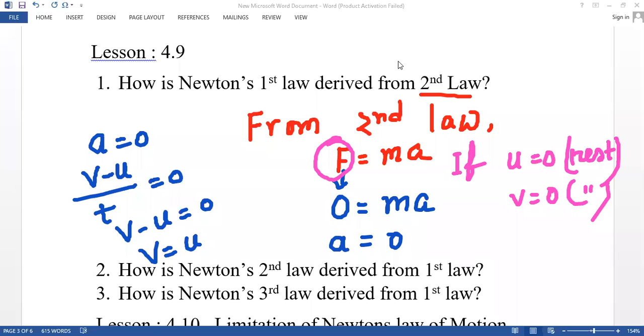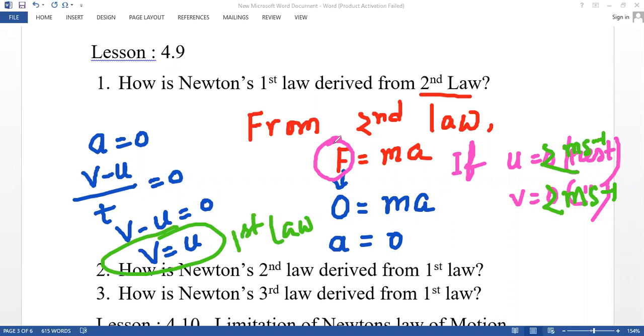And if u is 2 meter per second, for example, then v will also be 2 meter per second, because v equal to u. That's why, since u equal to 2 meter per second, v will also be 2 meter per second. So that means a body in motion wants to be in motion forever. So that is the first law. First law is derived from second law.